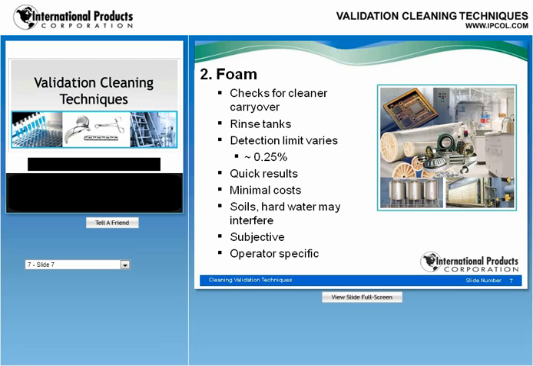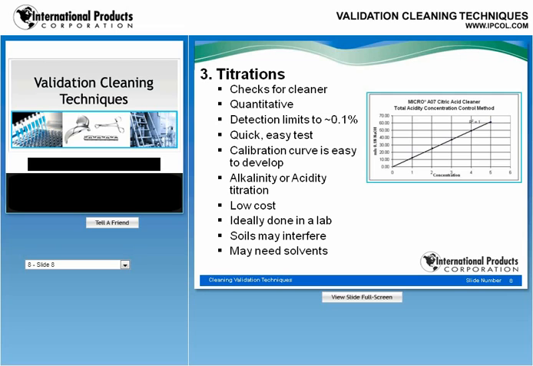Another cleaning validation technique is titrations. This is a little bit more analytical than the previous two, and its purpose is to check for the cleaner concentration. Titrations are quantitative, and we have found that the detection limits are about 0.1%. Titrations are very quick and easy to do. However, you do need a calibration curve in order to determine what the concentration is. Calibration curves should be available from the cleaner manufacturer. However, they are easy to develop.